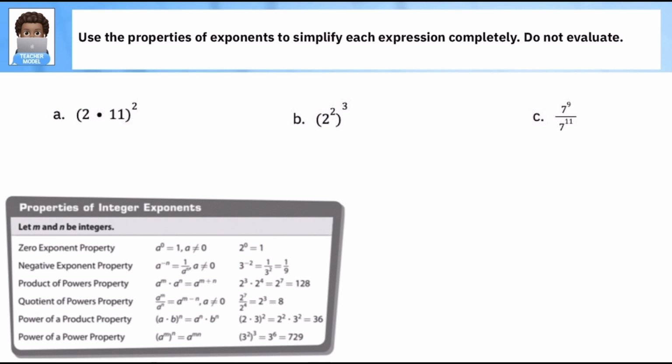All right, so again, I'm going to use my reference chart to help me recognize which one I have, what structure I have. So let's start with the first one. What do you see? What do you notice? I notice I have two numbers in a parenthesis. So automatically I am thinking of, I can recognize it here, the power of product rule.